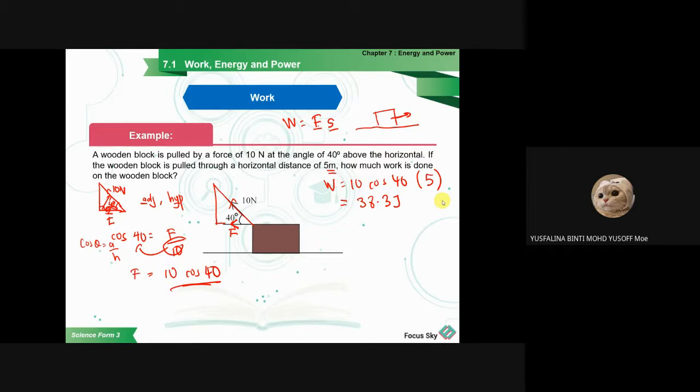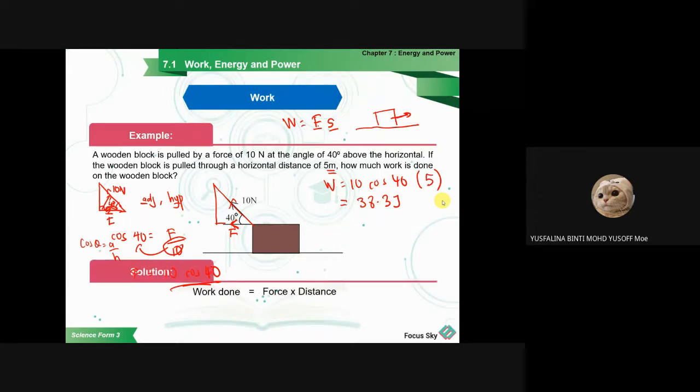If you got a question like this, here the solution is wrong. You cannot just use 10 multiplied by 5, because the force is not in a straight line. You have to find the F first. So this is wrong. Don't follow this one.